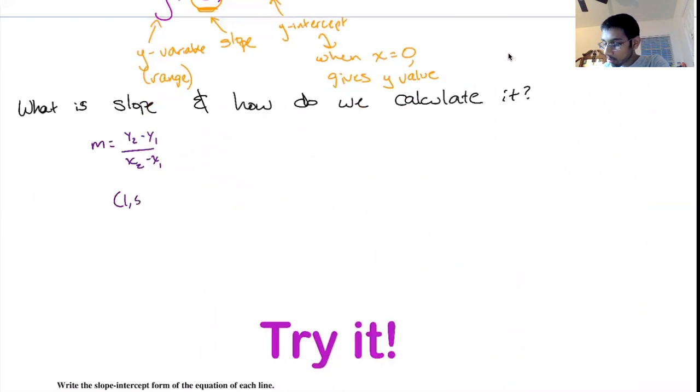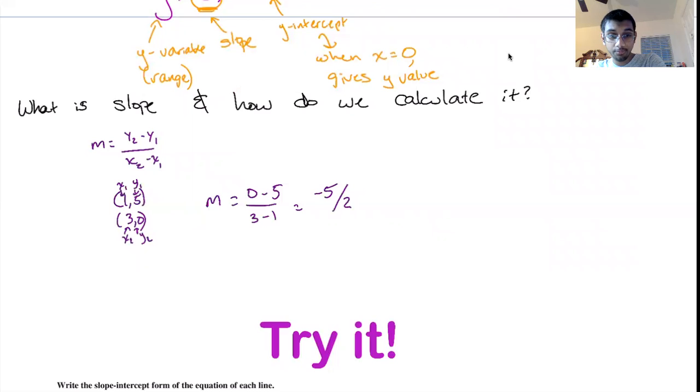When we have these two point values, we can put them into the equation because, if you guys remember, this is x1 and this is y1 and this is x2 and y2, right? These all point to that. So if we did m, which is the slope, is equal to 0 minus 5 over 3 minus 1, that would give me negative 5 over 2.